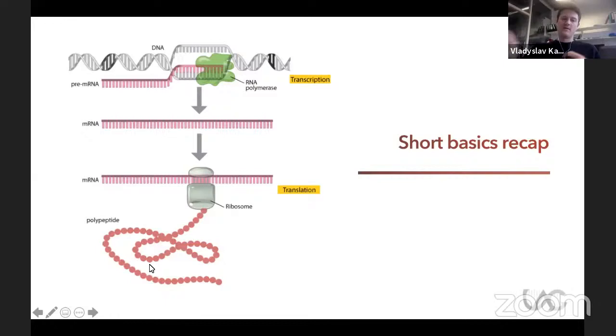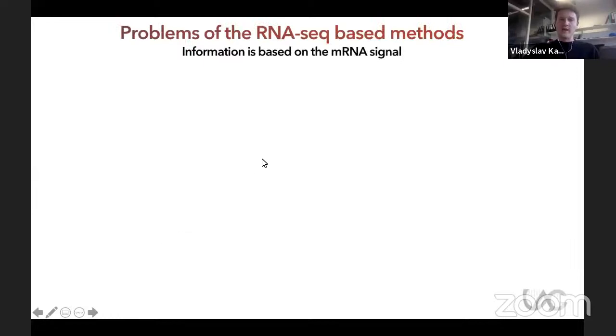There might be some situation when the messenger RNA molecule is there, but the protein will not be synthesized. On the other hand, there may be some situation when you have proteins already synthesized, but you don't have any messenger RNA molecules that correspond to this protein, because the protein is already synthesized and the messenger RNA is not there at this exact point of time that you are doing your experiment. So this discrepancy between messenger RNA molecules and proteins can really play a very bad trick on you. For example, when we are talking about the RNAseq-based method, as you understood, we are talking about information based on the messenger RNA, and it's only an approximation to the actual proteome.